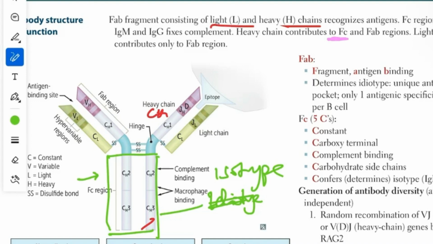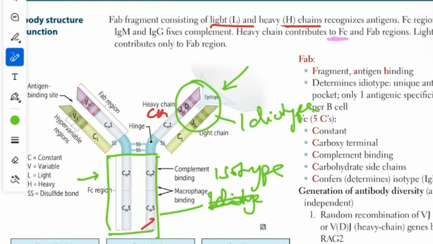So immunoglobulin G has a different Fc portion from immunoglobulin A, right? And immunoglobulin A has a different Fc region from immunoglobulin M, and so on and so forth. While the Fab part determines the idiotype. So when you say idiotype, that's antigen specificity. No two antibodies have the same antigen specificity. And part of the reason is this epitope that we described here, right?